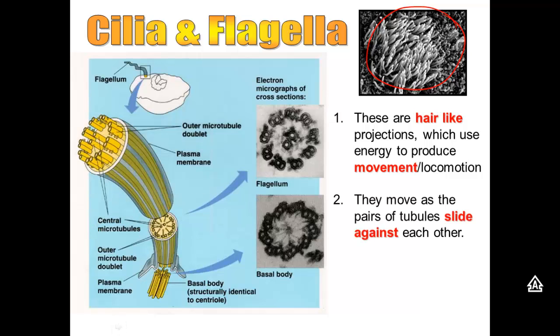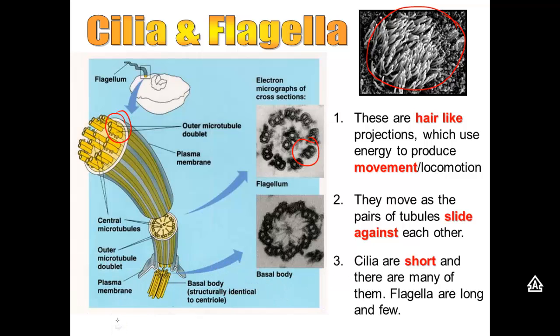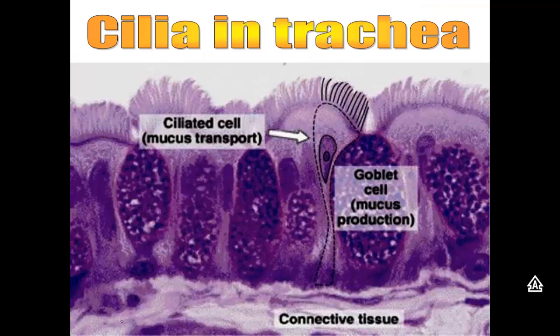And the way that they move is this tubulin protein, and the tubulin protein is in pairs of two, and those pairs slide against each other, and that's what creates the movement or the whipping motion of the cilia and flagella. The cilia are short, the flagella are long.